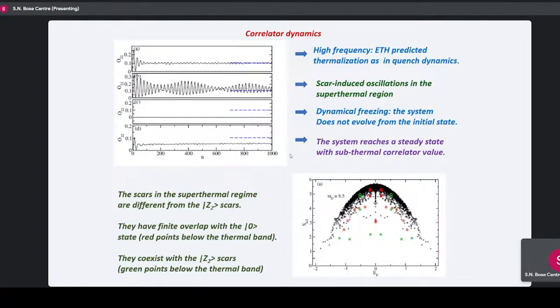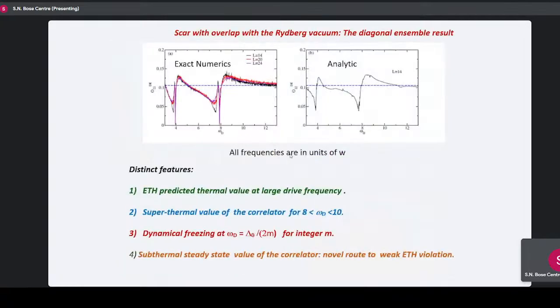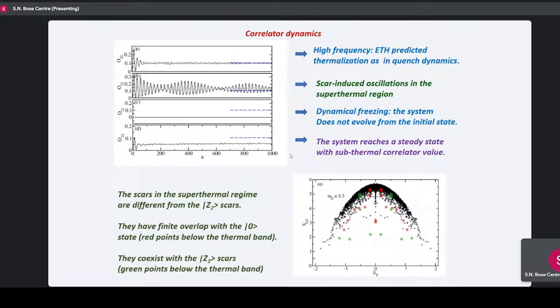But now let me show you the time dependence of this. So essentially, I plot it as a function of the number of drive cycles. If I'm at high frequency, you see this rapid thermalization, which is what is expected, because now I'm starting with the Rydberg vacuum, and therefore the traditional scars really do not continue. However, in this region where I have this superthermal behavior out here, you see these oscillations come back. And when you look at it, we find that these oscillations are due to scars in the superthermal region, which have very little overlap with the Z2 state, but have a finite overlap with the zero state. These are the ones given in red.